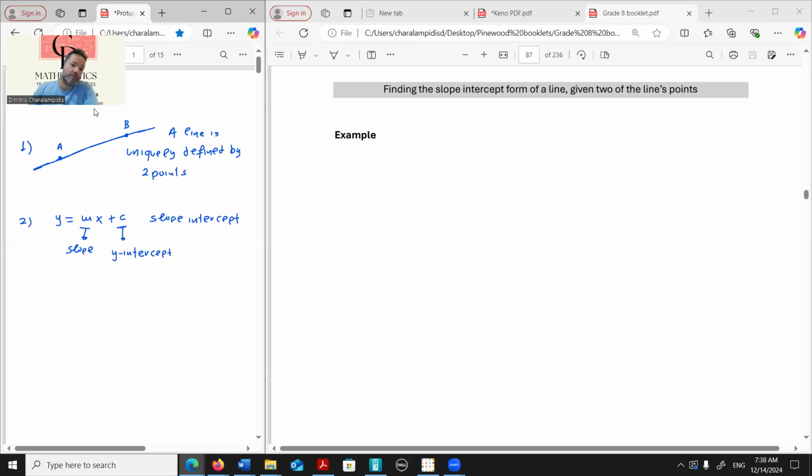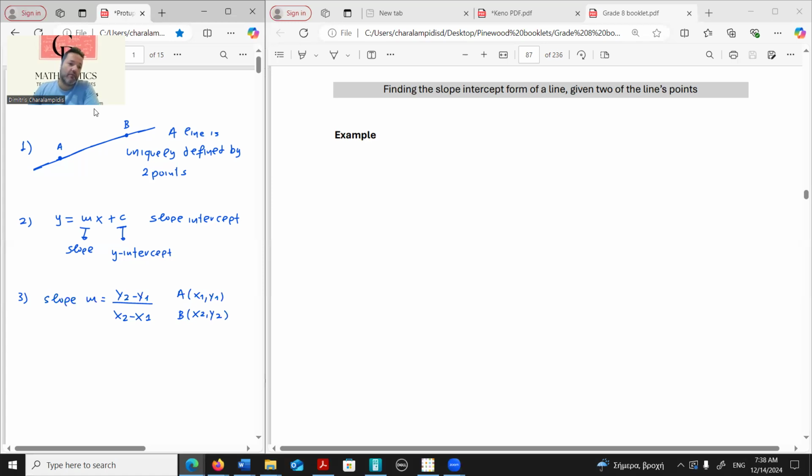Thirdly, speaking of slope, we should remember that the slope formula, slope m, is given by the quotient y2 minus y1 over x2 minus x1, where we have 2 points, the coordinates of which are x1, y1, and x2, y2, respectively.